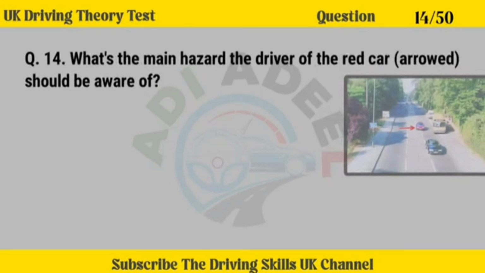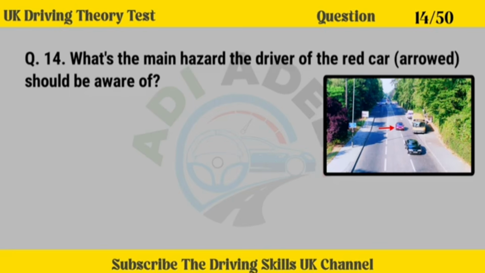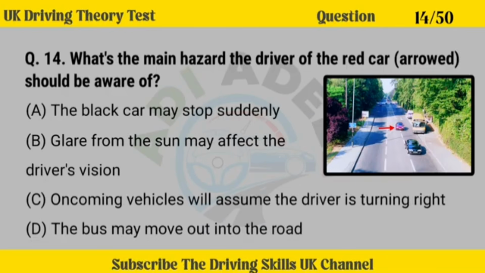Question 14. What's the main hazard the driver of the red car, arrowed, should be aware of? A. The black car may stop suddenly. B. Glare from the sun may affect the driver's vision. C. Oncoming vehicles will assume the driver is turning right. D. The bus may move out into the road. The right answer is D, the bus may move out into the road.